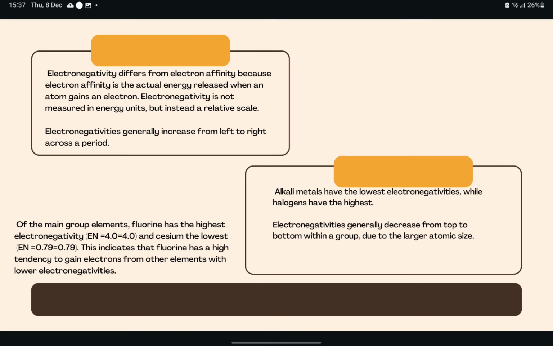Electronegativity differs from electron affinity because electron affinity is the actual energy released when an atom gains an electron. Electronegativity is not measured in energy units, but instead on a relative scale. Electronegativity generally increases from left to right across a period. Alkali metals have the lowest electronegativities, while halogens have the highest. Electronegativity generally decreases from top to bottom within a group due to the larger atomic size.